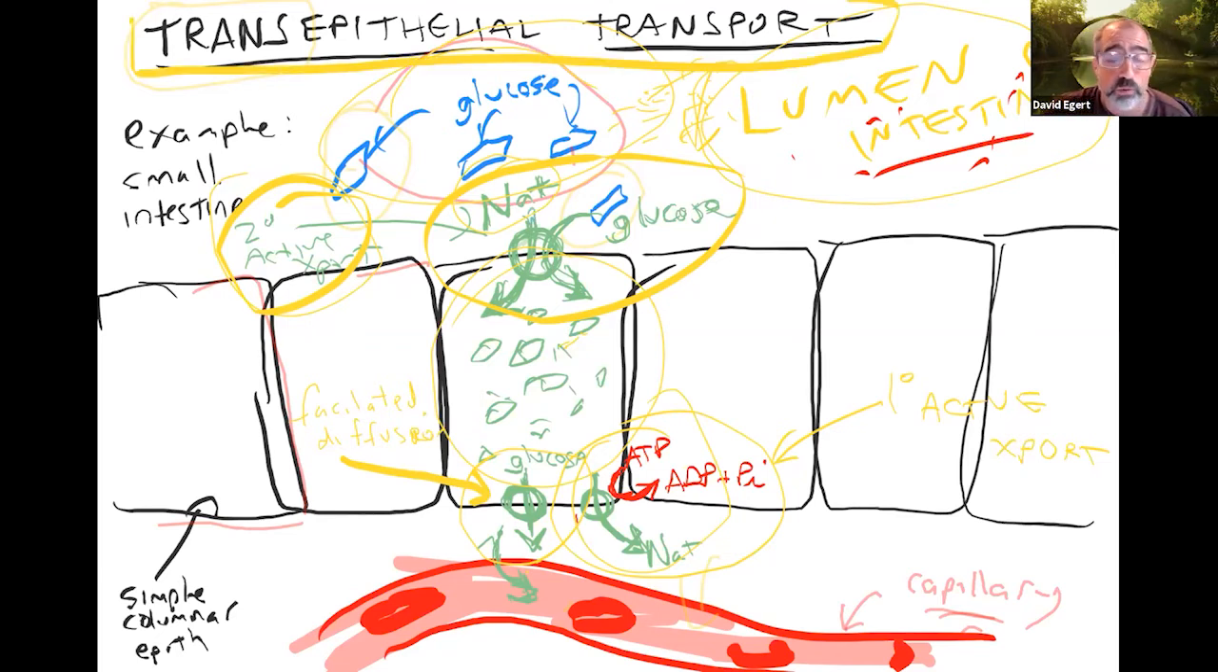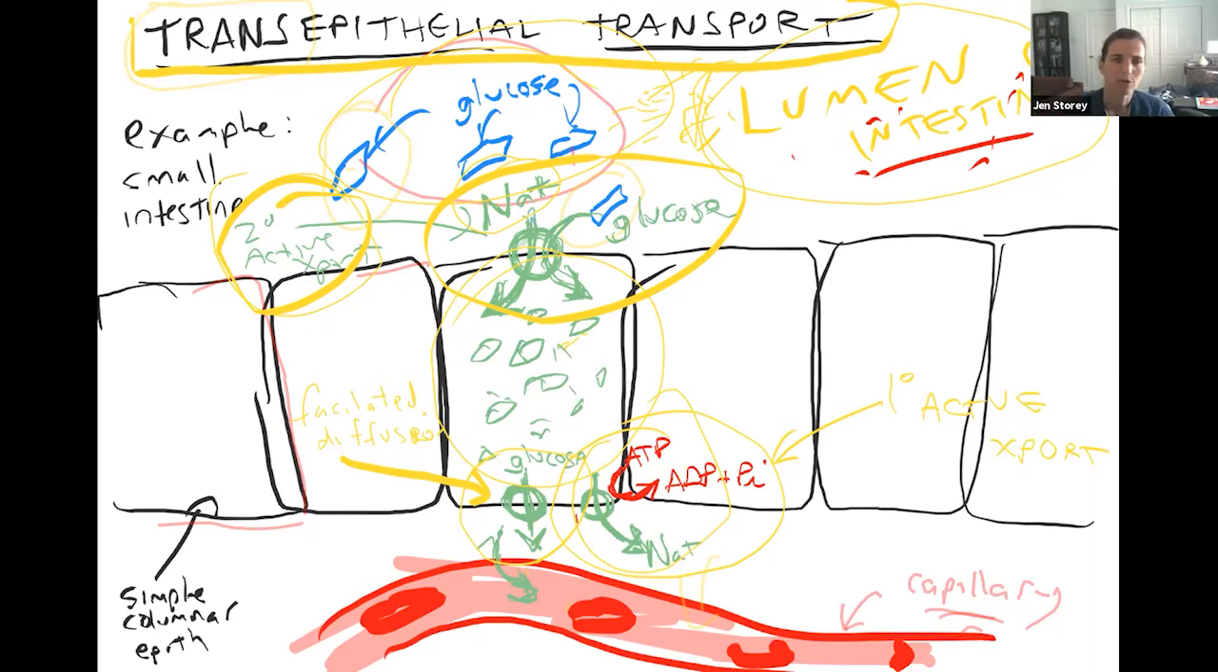Which we will actually see in the digestive system, we'll see in the urinary system, we'll see lots of places in the cardiovascular system. There's lots of places where you have some epithelial sheet and you want to intentionally move something from one side to the other side. And it's usually accomplished using different membrane transport proteins in some system kind of like this.